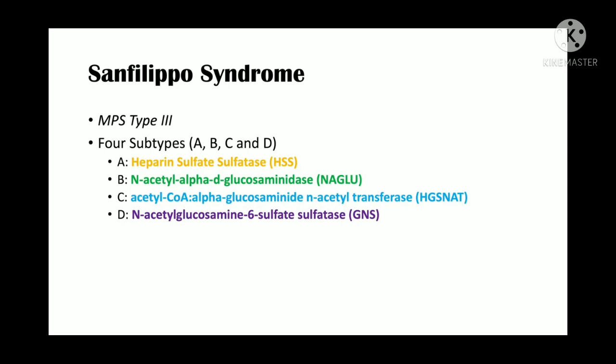Type 3C is acetyl-CoA alpha-glucosaminide N-acetyltransferase, HGSNAT, and that's a very long enzyme name. And then type D is caused by deficiency in N-acetylglucosamine 6-sulfatase, GNS. Many of these you don't really need to remember. There are a lot of big long names for these enzymes. What I really want you to remember is heparan sulfate sulfatase, HSS. Think of Sanfilippo syndrome as a deficiency in HSS, because all these enzymes are involved in heparan sulfate metabolism.